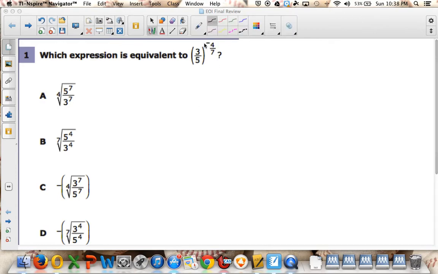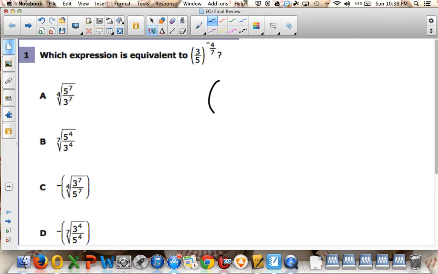So right here, this negative 4/7 power tells me that I need to switch everything on the inside, what's on bottom on top and what's on top on bottom. So I need to take the reciprocal. That's what the negative up here tells me. So I have 5/3 raised to the 4/7 power.